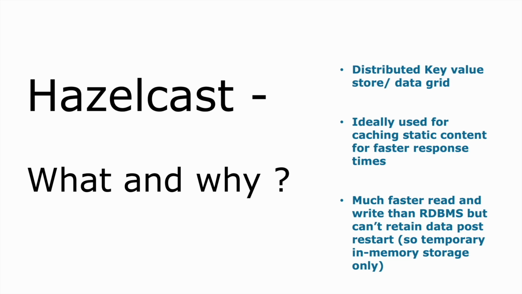So what is a perfect use case of Hazelcast? It is ideally used for caching any kind of static content or reference data. That means data which you want to cache for your application and which does not change frequently with time. It may be some kind of reference data like a list of countries or currencies, or it can also be customer specific data like account details, but which does not change frequently. Then you can ideally store this data in a Hazelcast cache.